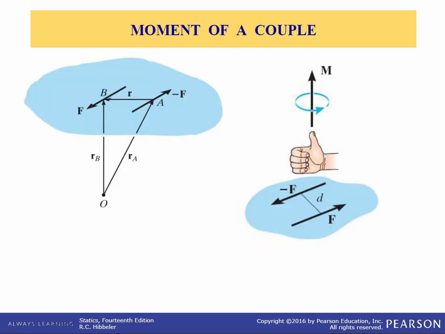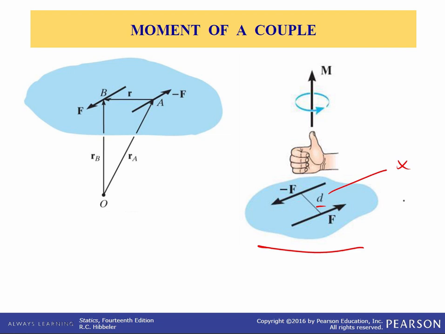Now a couple is defined as two parallel forces, as you see here, that have the same magnitude and are separated by a perpendicular distance d. Since the resultant force is zero, if you sum forces in the x direction, you get F minus F, and it's zero. So since the resultant force is zero, the only effect of a couple is to produce an actual rotation, or if no movement is possible, a tendency to rotate.